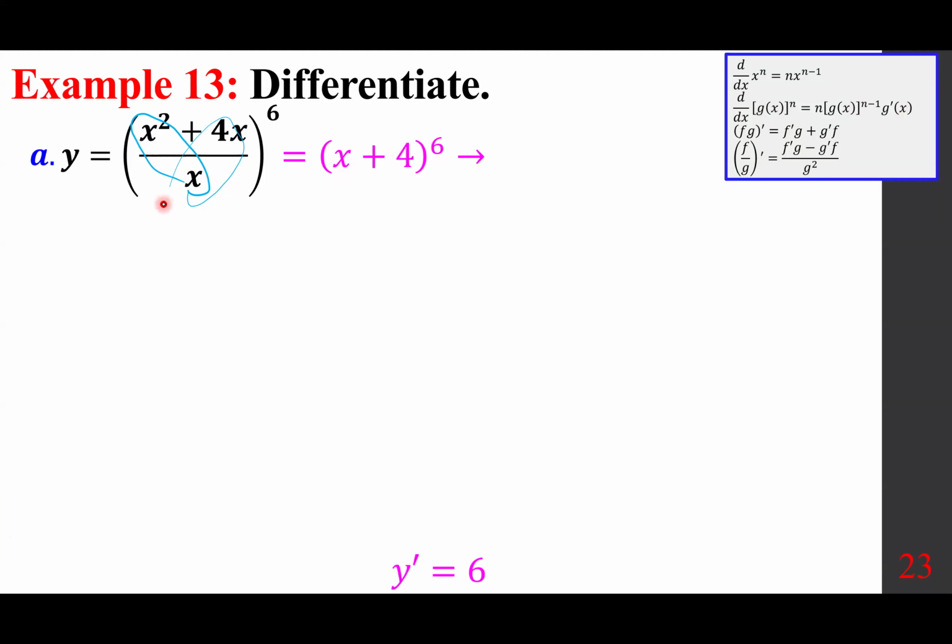Y prime is the n, which is 6, times g of x to the power of n minus 1, the same thing to the power of 5. G prime is the derivative of the inside, although it's one, but I recommend you write it because sometimes it's not, and you're done.